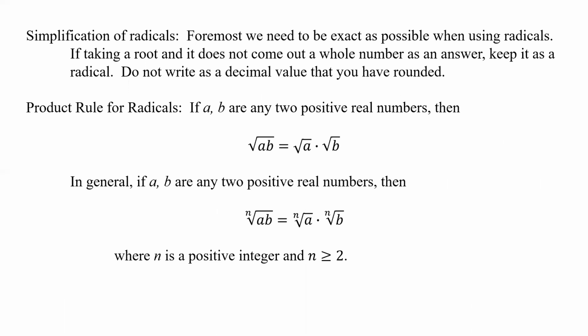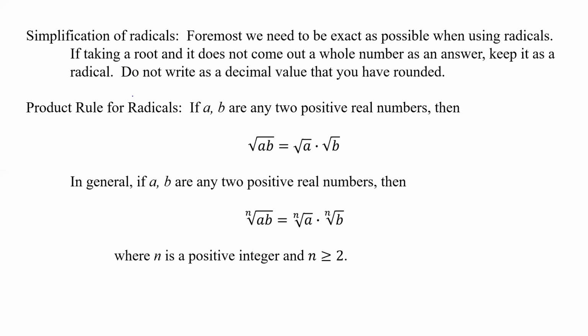All right, so for the simplification of radicals, foremost what we need to do is be as exact as possible in using radicals. So if we're taking a root and it doesn't come out as a whole number, like the square root of 4 is 2, then we want to keep it as a radical. Don't use the calculator and find out it's 7.89572333348. Don't do that, because at some point you're rounding, since your calculator is only going to show you so many decimal places, so we're going to keep it as a radical.